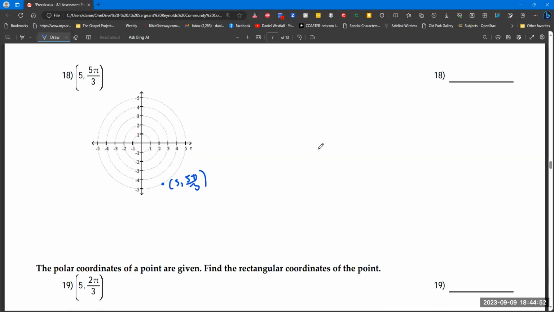And that's it. When we come back next time, we're actually going to convert points from polar to rectangular, and then we'll come back after that and we'll convert from rectangular to polar.